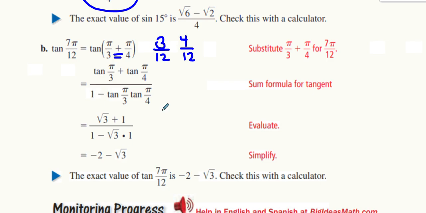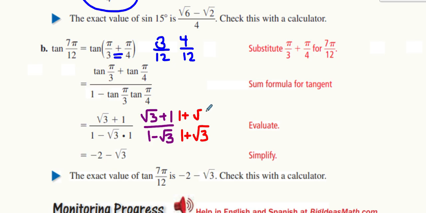Now, here's what they don't show you. They don't show you how they get negative root 2 minus root 3. And I need you to know that. All right. So again, remember when I talked about we can't have radicals in the denominator. And way back in the day, we talked in chapter 3 about how to get the radical out of the denominator, and it's something called multiplying by the conjugate.